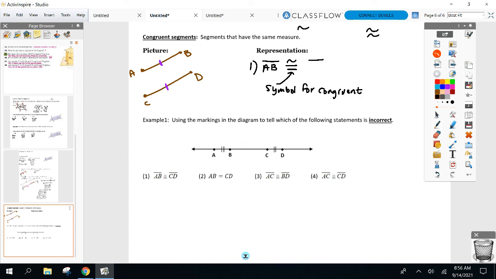And then congruent to line segment CD. That means they have the same length. Okay, they have the same length.